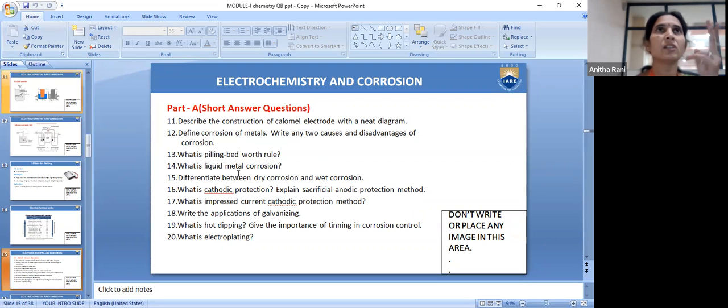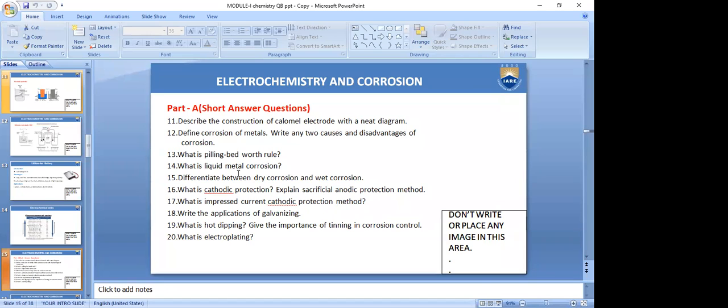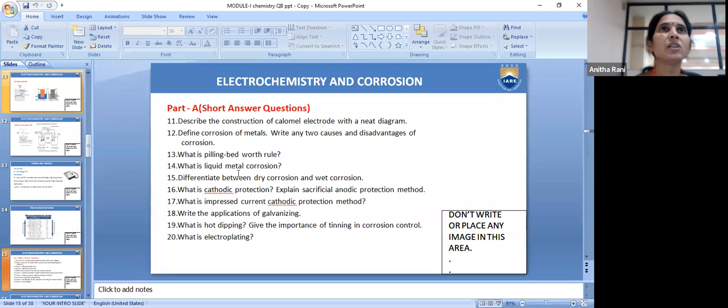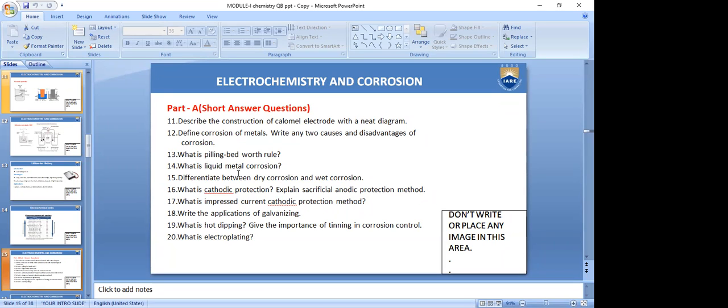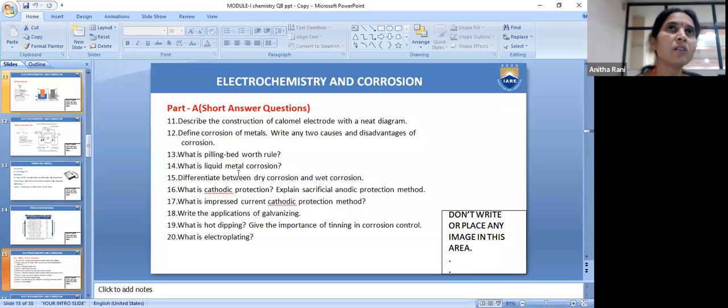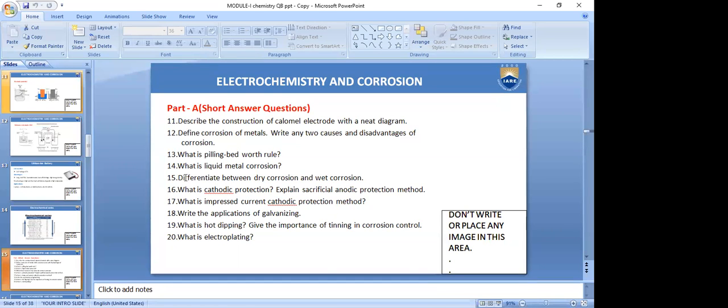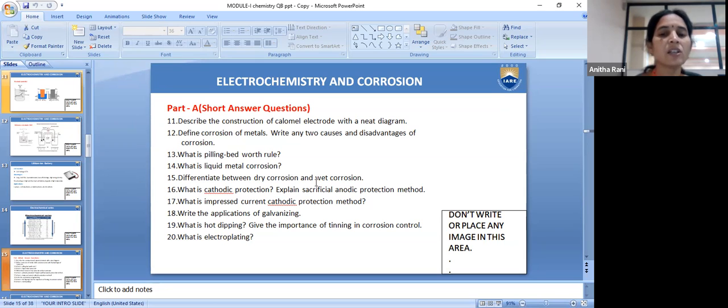I explained there are two possibilities. Liquid metal is dissolved by lithium metal, for example, or solid metal is dissolved by liquid metal, or liquid metal will penetrate into solid metal. Okay.